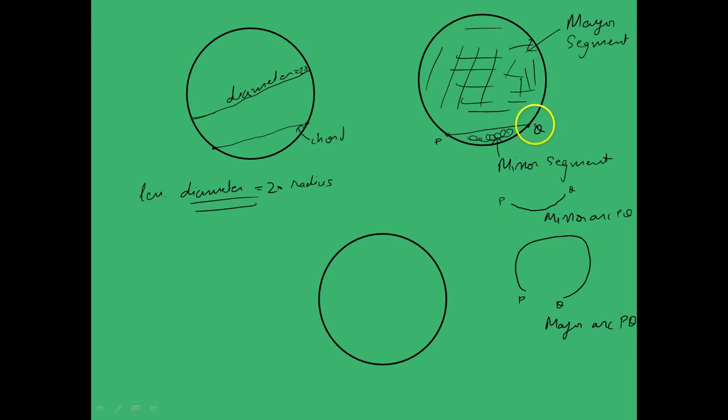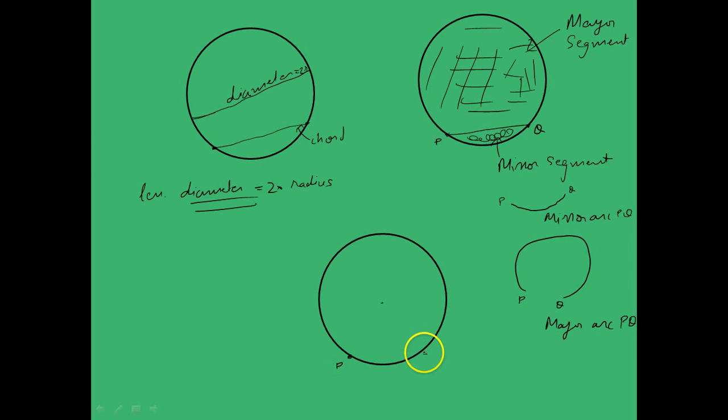So a chord or 2 points on the circle divide the circle into minor segments and major segments. The region inside is divided into major and minor segments, and the circle itself is divided into minor arcs and major arcs. Another way to look at how a chord or 2 points divide the region inside a circle would be to consider sectors. I'll show you what sectors are.